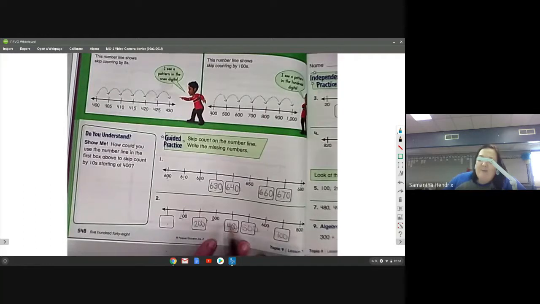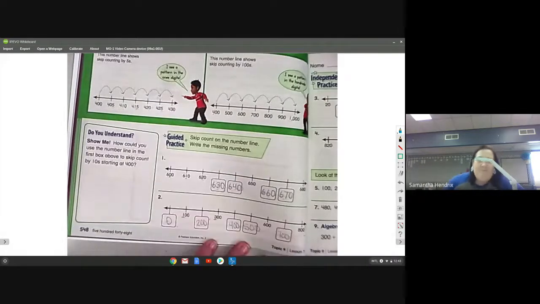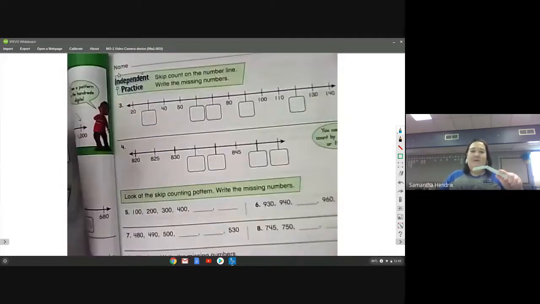If we're doing our pattern and our hundreds are increasing by 1 going this way, they would be decreasing by 1 going the other way. So let's look. 8, 7, 6, 5, 4, 3, 2, 1, 0. That's it. Okay? Let's look at our independent practice.